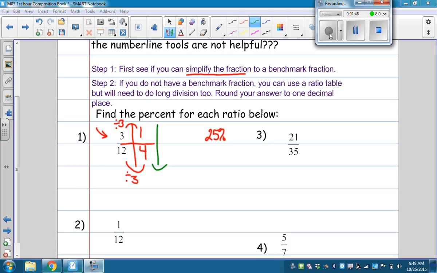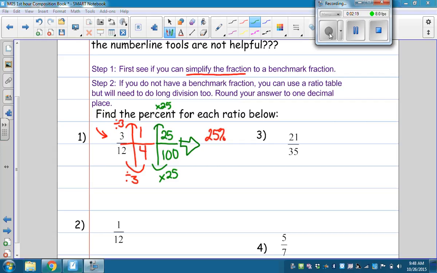4 times 25. Right. She's building it up to 100 by multiplying by 25. And since percent means per 100, if you multiply both the numerator and the denominator by the same thing, or the top of the ratio table and the bottom of the ratio table, you get 25 per 100. And that gives you the percent. So you can get there either way. You don't have to get there in one step.